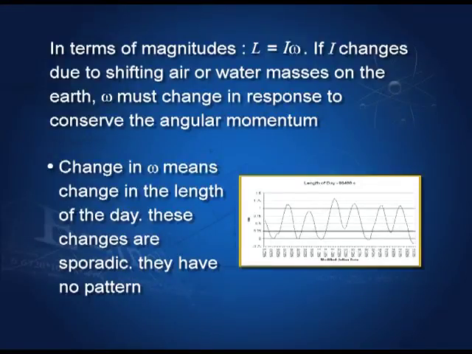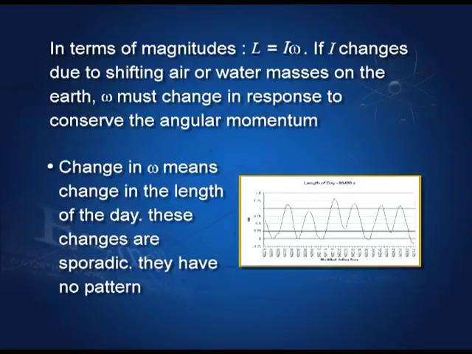And I have shown you here the length of the day on certain days, and you can see the amplitude. The amplitude is measured in milliseconds. It is roughly 1 millisecond or a few milliseconds every day, and this is sporadic, this is not regular, there is no pattern, and this is the change in the day because of the changes in the air masses or water masses in the earth and the change of mass distribution around the axis of rotation.